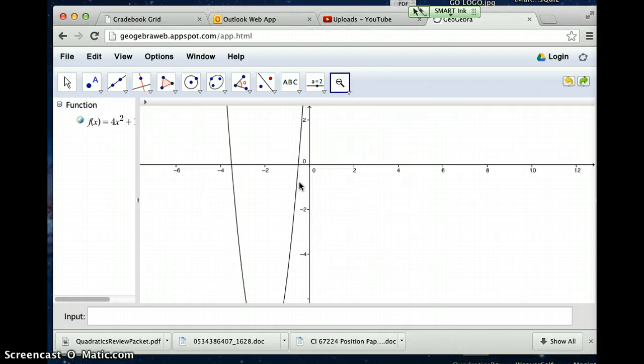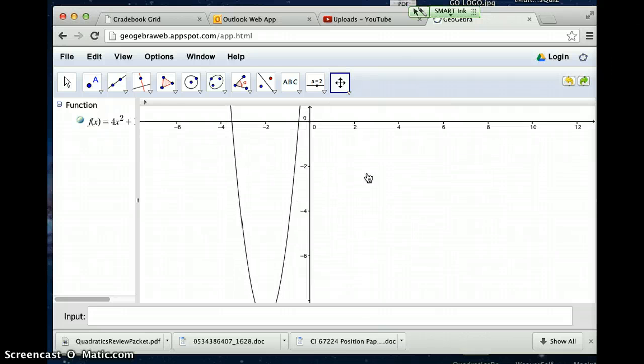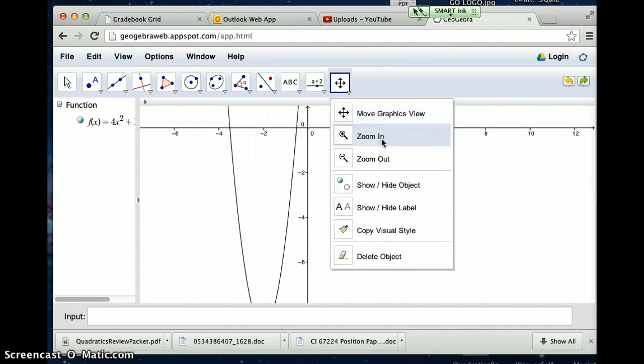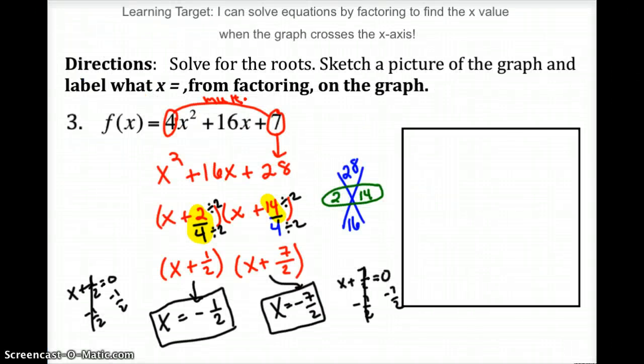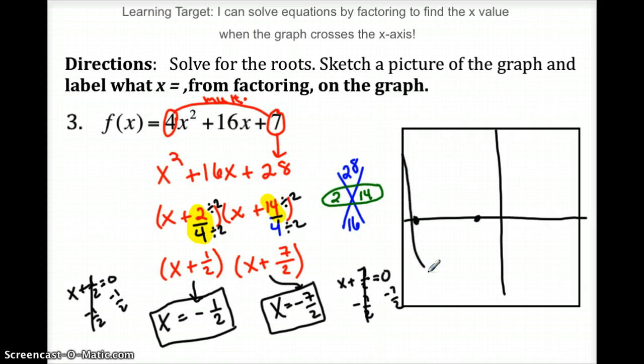So let me zoom back out to kind of get the shape again. So not as skinny, or, you know, far down as the other ones we had. So when we go back, let's see. We know that we're going to need our axis. And we know we're at negative 3.5 and negative 1/2. So roughly, you know, something like that would be okay. X equals negative 7/2 here. And x equals negative 1/2 at this point.